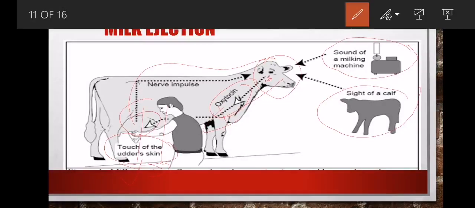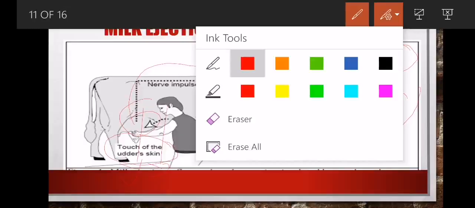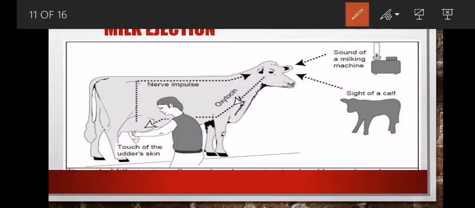When they give you this diagram, maybe they will not put this oxytocin. They will say here it's A. You get it? It's A. Then they will say, name the process taking place above. The process taking place above, it's milk ejection.